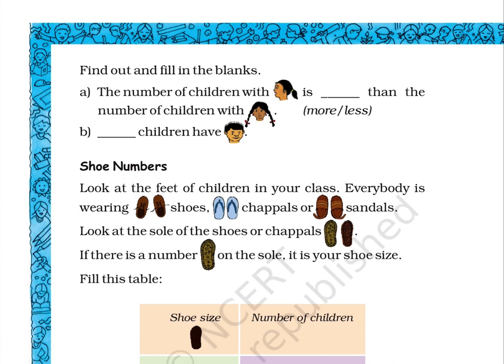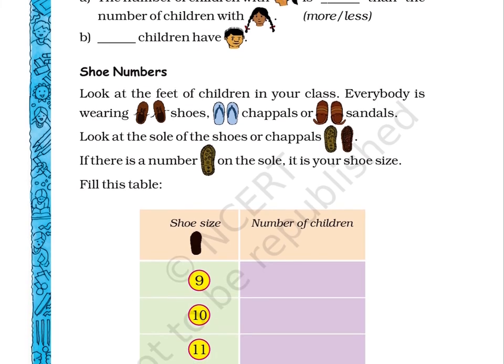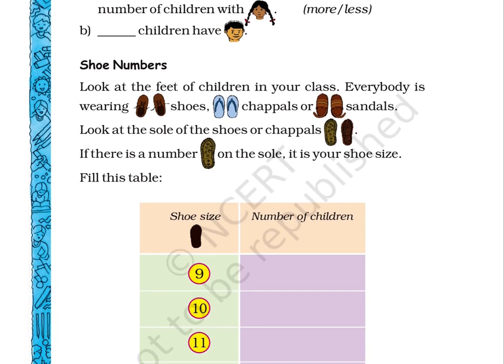Part 2. Shoe numbers. Look at the feet of children in your class. Everybody is wearing shoes, chappals or sandals. Look at the sole of the shoes or chappals. If there is a number on the sole, it is your shoe size. Fill this table. Table has two columns. Column 1 is for shoe size and column 2 is for number of children. Row 1.